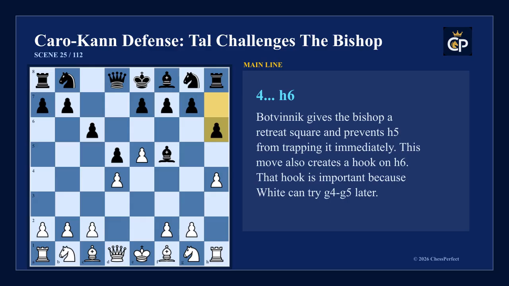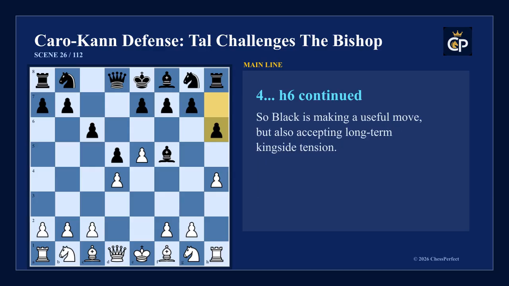Botvinnik gives the bishop a retreat square and prevents h5 from trapping it immediately. This move also creates a hook on h6. That hook is important because White can try g4 and g5 later. So Black is making a useful move, but also accepting long-term kingside tension.